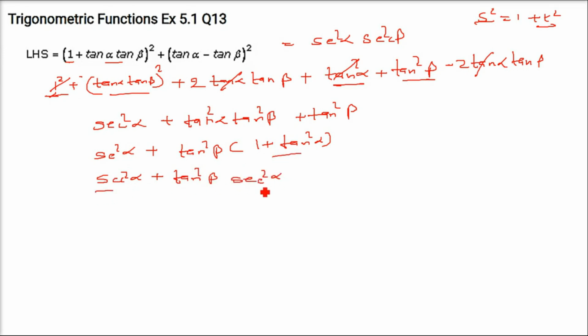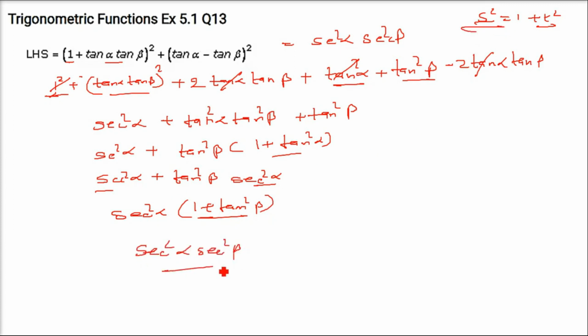Now from this, take sec square alpha common. You get 1 plus tan square beta. 1 plus tan square beta is what? Sec square beta. So you get sec square alpha and sec square beta. This is the right hand side.